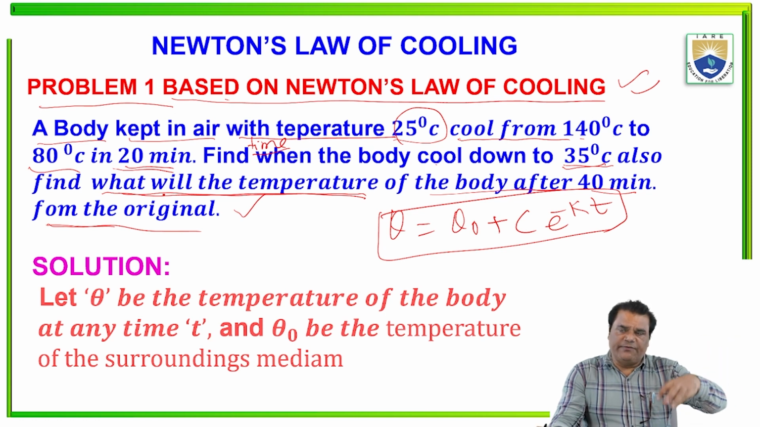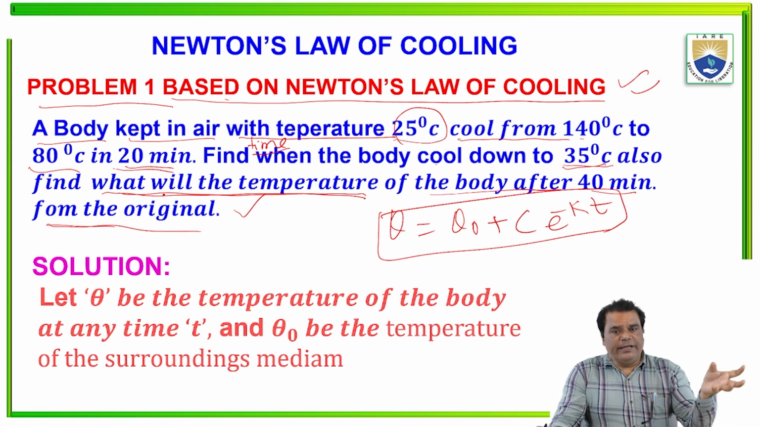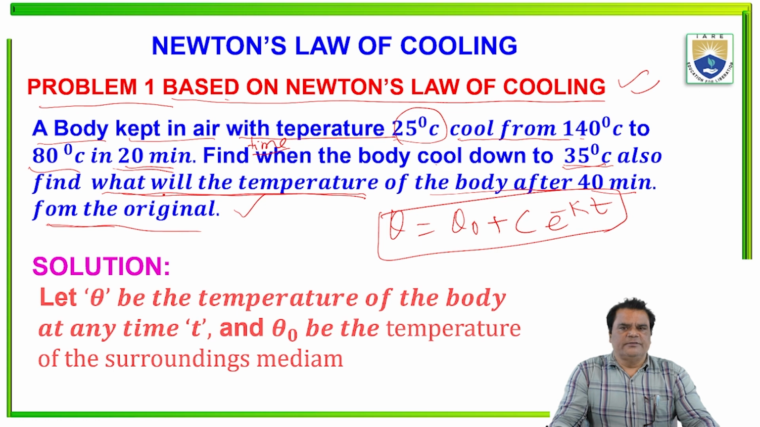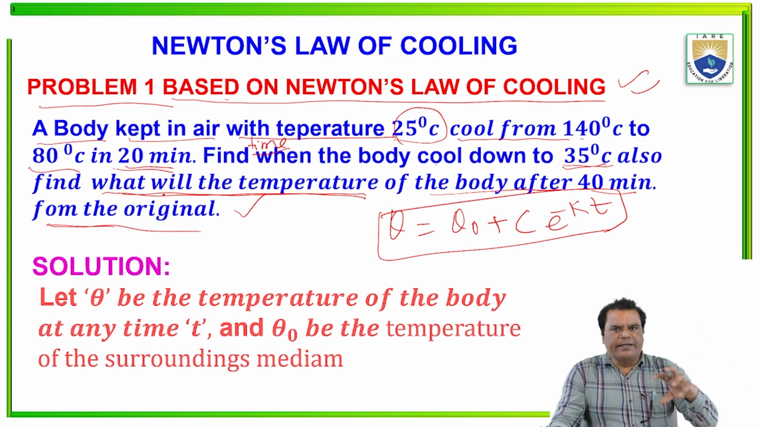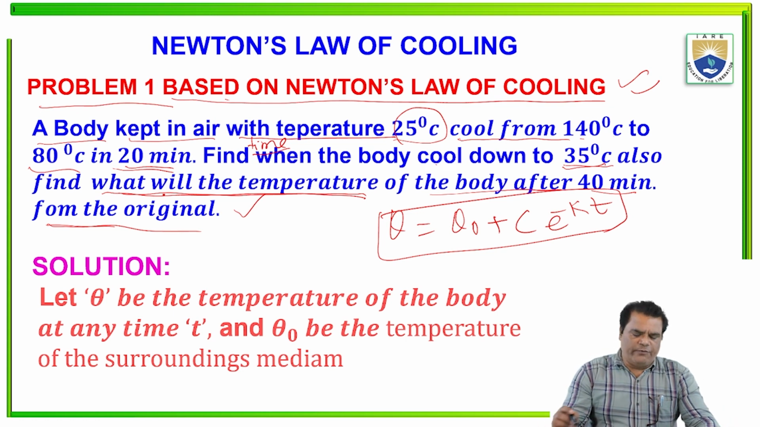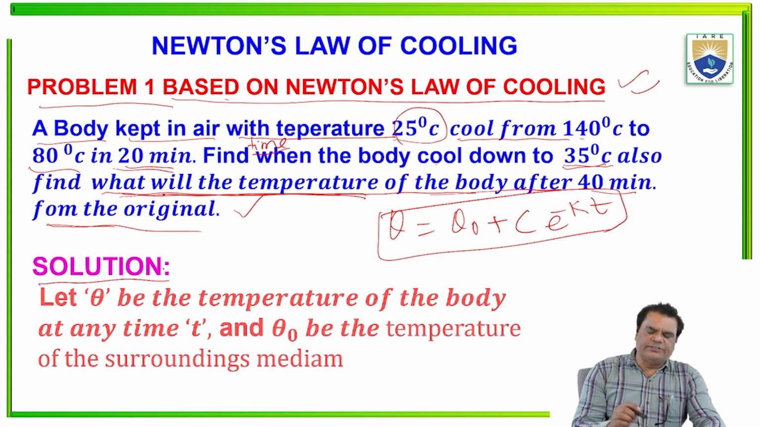140 to 35 degrees centigrade. 140 to 80 degrees centigrade cools down within 20 minutes. So how much time is taken to cool down to 35 degrees centigrade? Find what will be the temperature of the body after 40 minutes from the original temperature. So, start the solution. Very interesting question this.